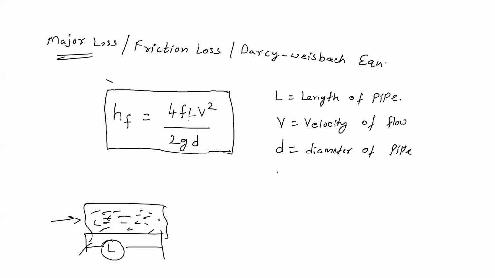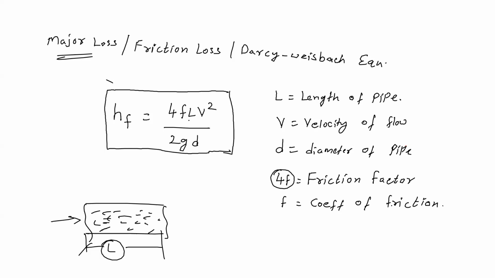Now two terms are left. Student, listen here. One is 4f and one is f. We will understand the meaning of both terms. When the 4f term is together, that is known as friction factor, and when it is only f, that means coefficient of friction. Suppose in the question paper they have given you friction factor is 0.8, it means they have given you the value of 4f. And if they have written coefficient of friction of the given pipe is 0.38, means they have given the value of f.